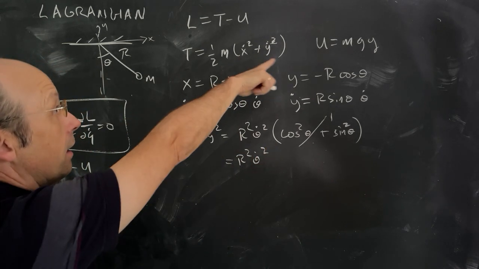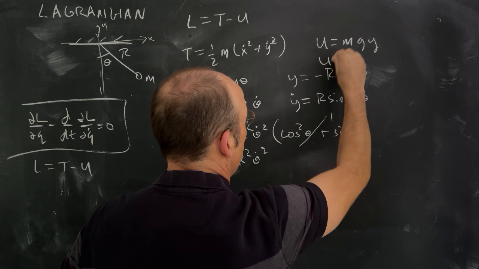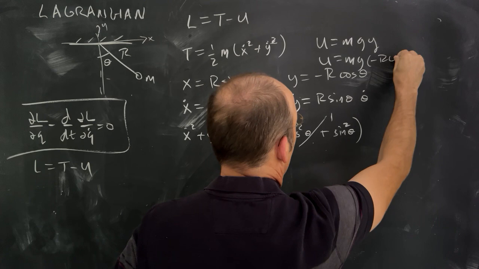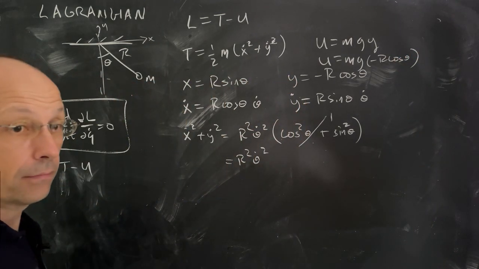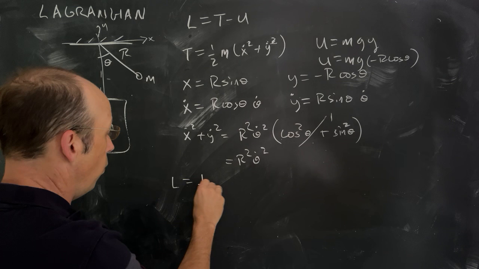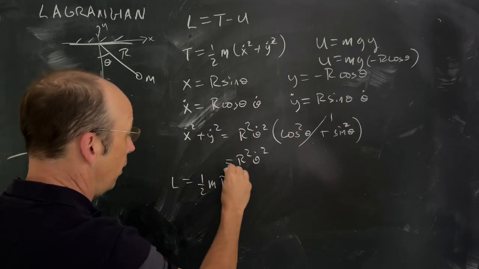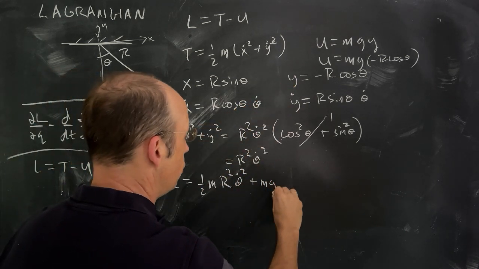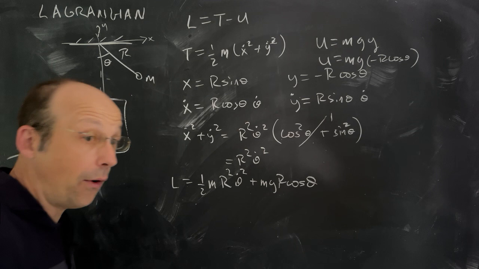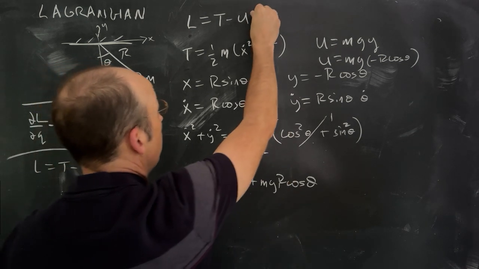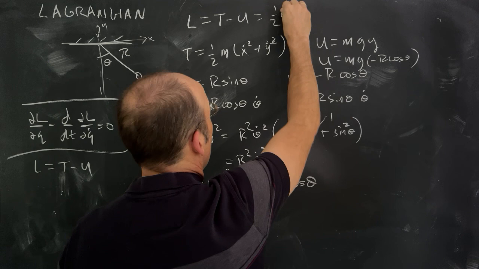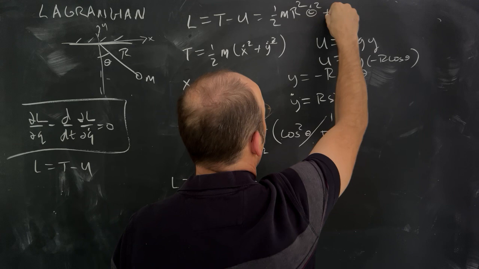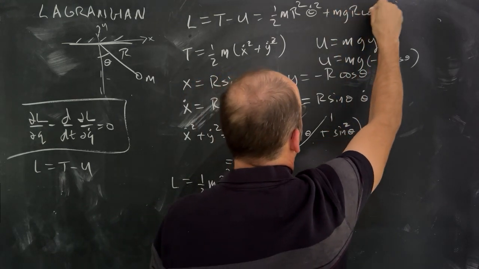Yay. Now, for u, I can do that pretty easily. U is just going to be mg, and then y is negative r cosine theta. Now let's put it all together. L is 1/2 m r squared theta dot squared minus u, but u is negative, so I get plus mg r cosine theta. So now I have my L. Okay, let's write that up here. 1/2 m r squared. Can you see that? Yep. R squared theta dot squared plus mg r cosine theta.